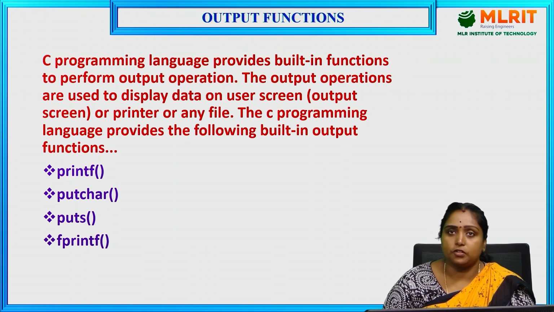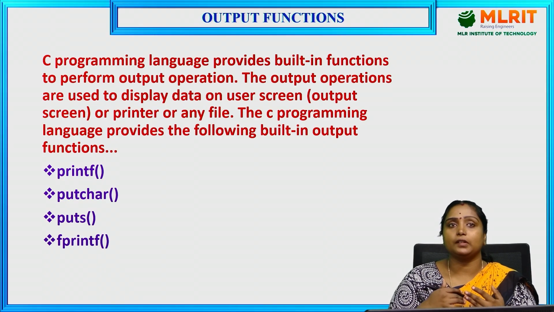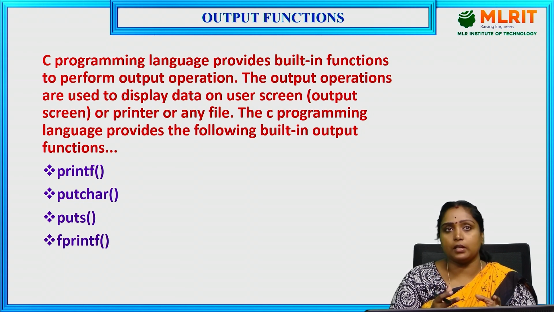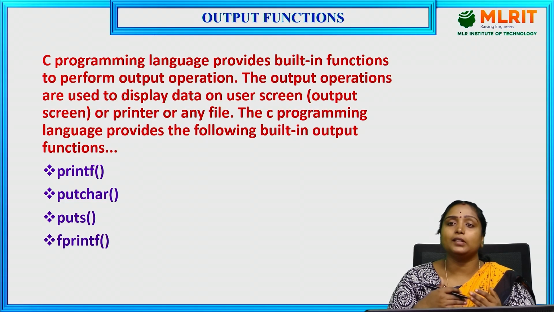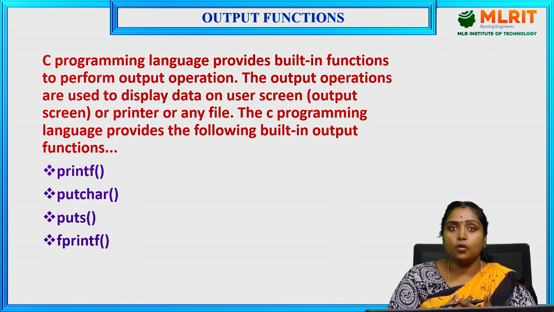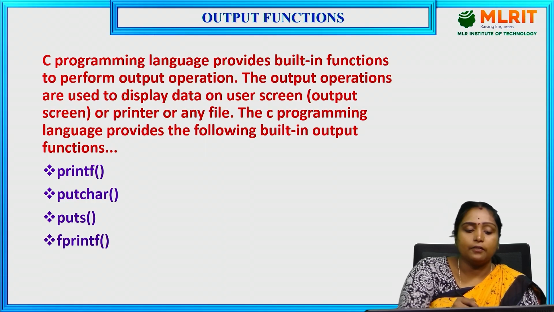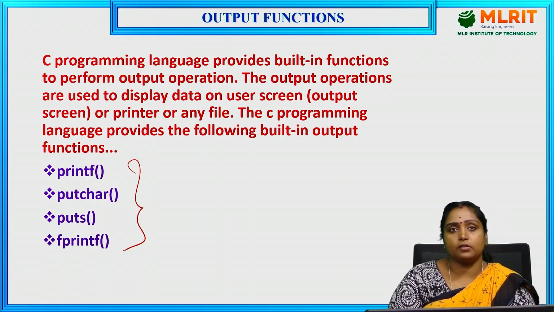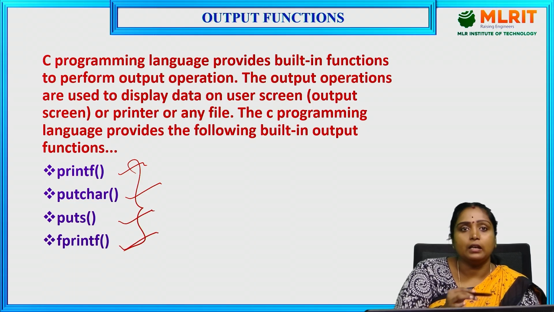Coming to the output functions. In order to print something, or to see the results after completion of the calculations, expressions and execution statements, or to display some data on the output screen, we are going to use the output functions. Irrespective of formatted and unformatted, we are going to use these four functions: the first one is printf function, putchar function, puts function, and fprintf function.